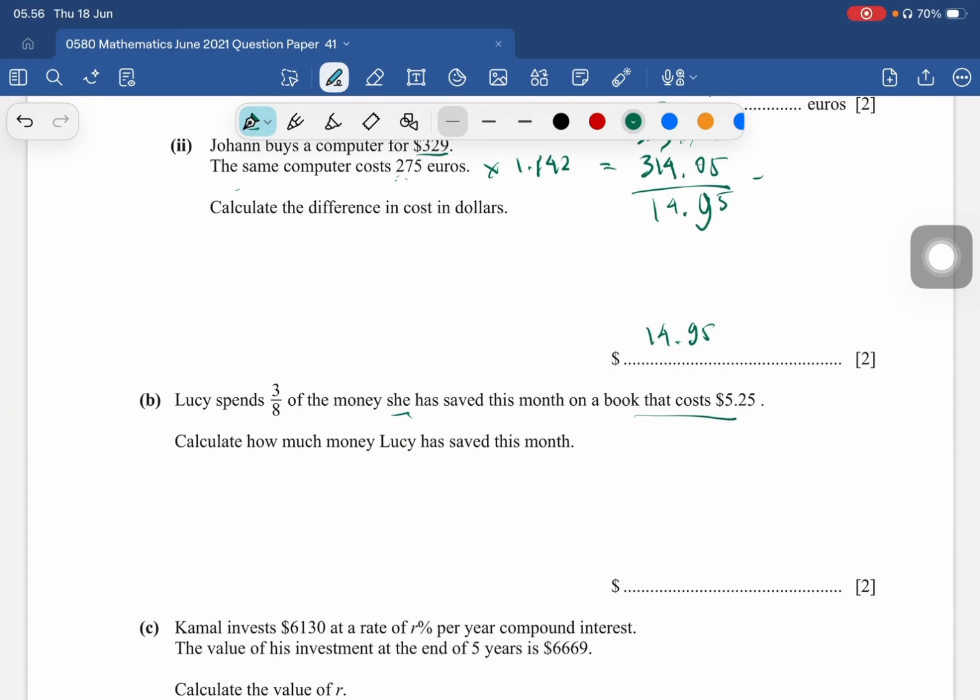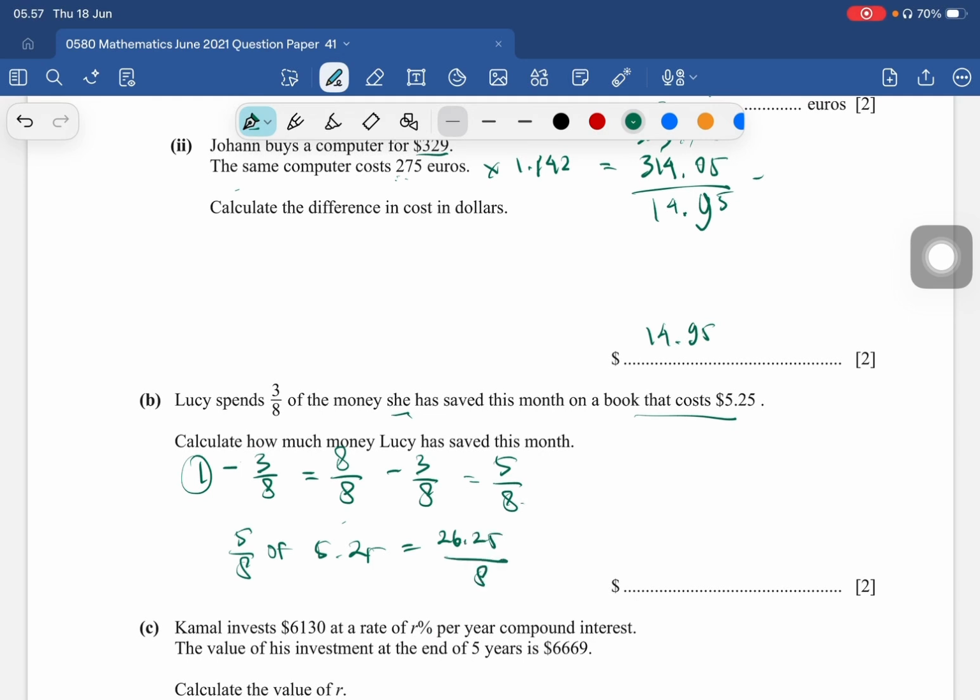Okay, Lucy spends 3 over 8 of the money she has saved this month on a book that costs 5.25. Calculate how much money Lucy has saved this month. So from 1, Lucy spent 3 over 8. 1 we can change to 8 over 8 minus 3 over 8, so this is 5 over 8. So 5 over 8 of 5.25. 5 times 5.25 is 26.25.